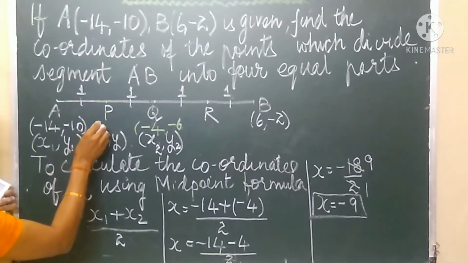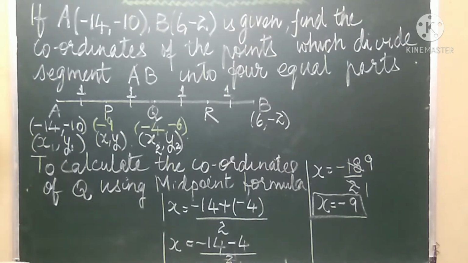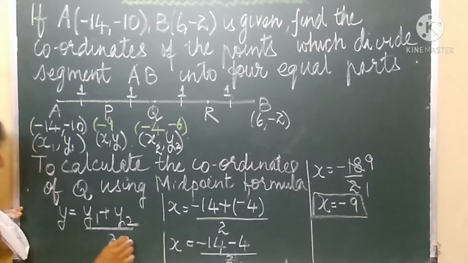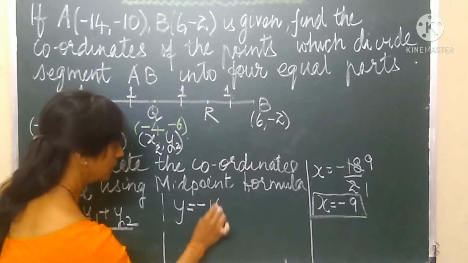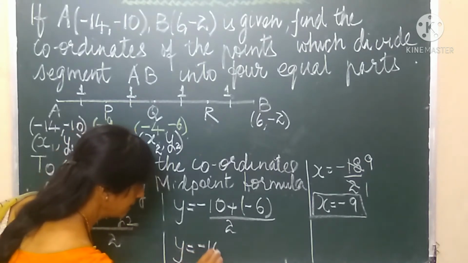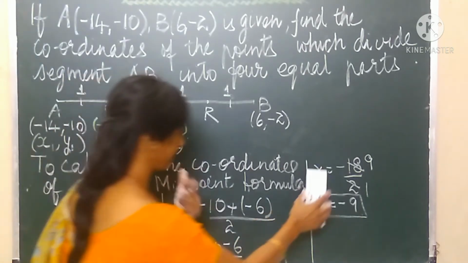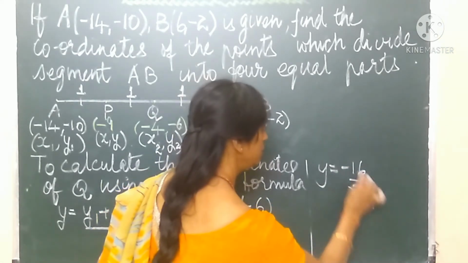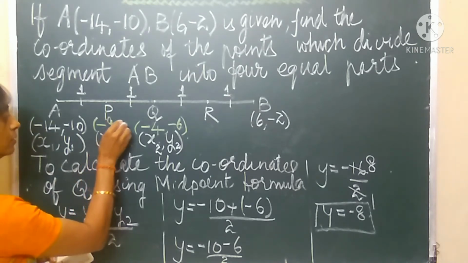So over here, let me pen down the value of x coordinate of point P as minus 9. Now, to calculate the y coordinate, let's change the formula in order to calculate y coordinate. y1 plus y2, upon 2. Substituting, y will be equal to y1, that is minus 10, plus y2, minus 6, upon 2. So y is equal to minus 10 plus minus gives us minus, upon 2. Again, minus 10 minus 6 gives us minus 16, upon 2. Let's reduce. 2 ones are 2, 8. So y is equal to minus 8.